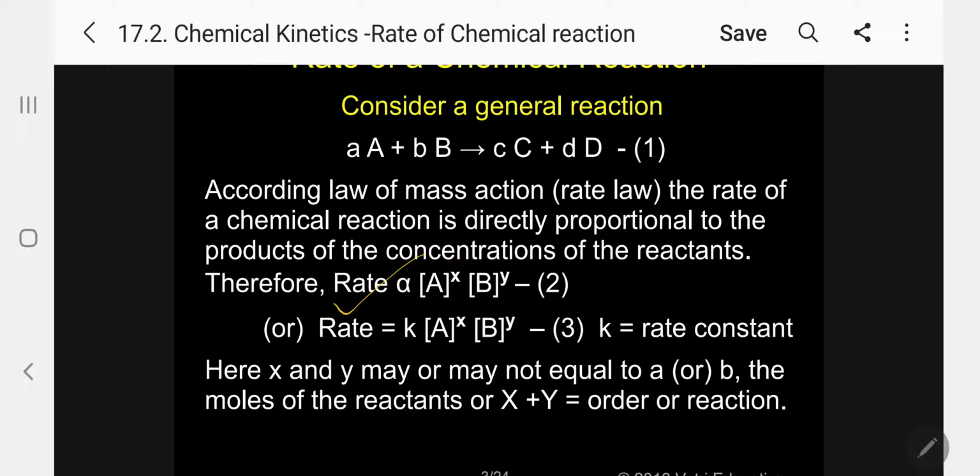Rate is what we are giving importance to in this particular chapter. Rate constant, we will be discussing later. Active mass concentration, and the sum of the exponents x plus y, that is the order. So everything we are going to study later. Here x plus y may or may not equal the moles of the reactants a plus b. x plus y equals the order of the reaction.